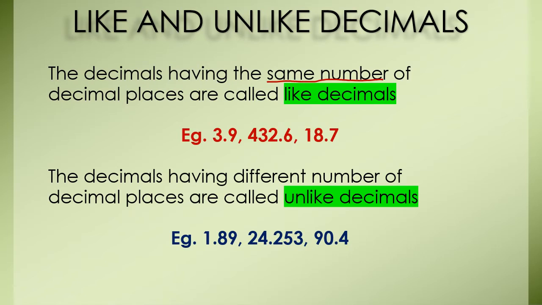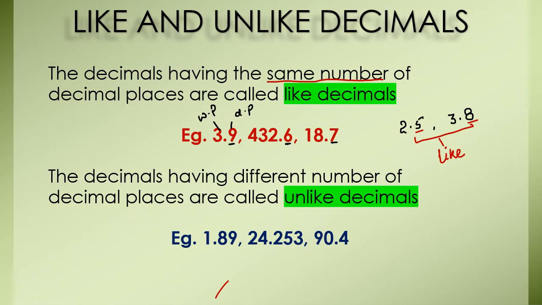As we know, in a decimal number we have two parts, the decimal part and the whole part. So, the decimal numbers in which the number of digits in the decimal part are equal are called like decimals. For example, 2.5, 3.8. As you can see, the number of decimal places in this number is 1 and the number of decimal places in this number also is 1. There is one digit after the decimal in both the numbers. So they are like decimals.